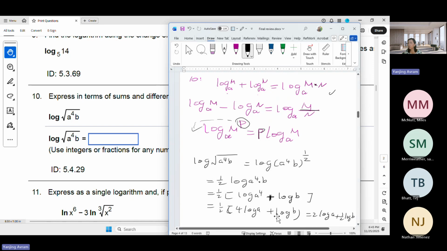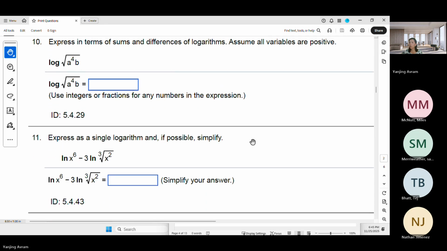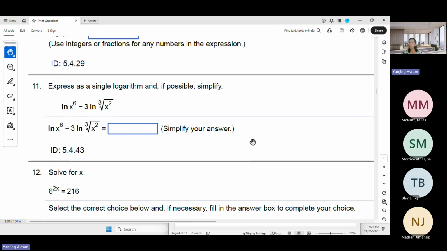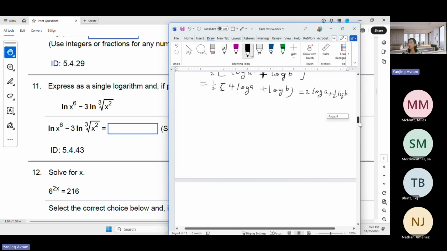So that means we break down and expand this one into addition or subtraction, sums or differences. This one is just the sum, right? That's what I mean here. Number 11 here is where you want to combine this one into one single log. So that means we need to use this property backward, left to right, right to left. So how do we do that?